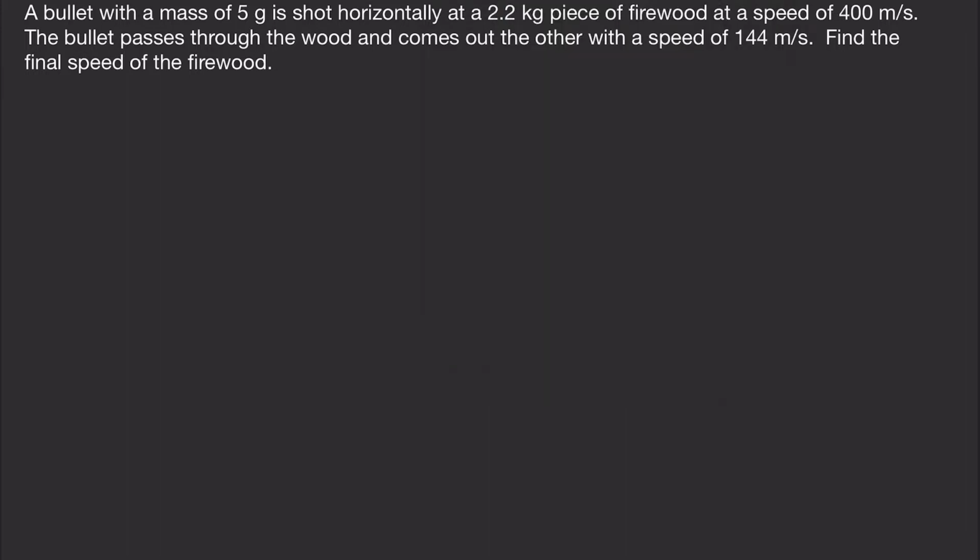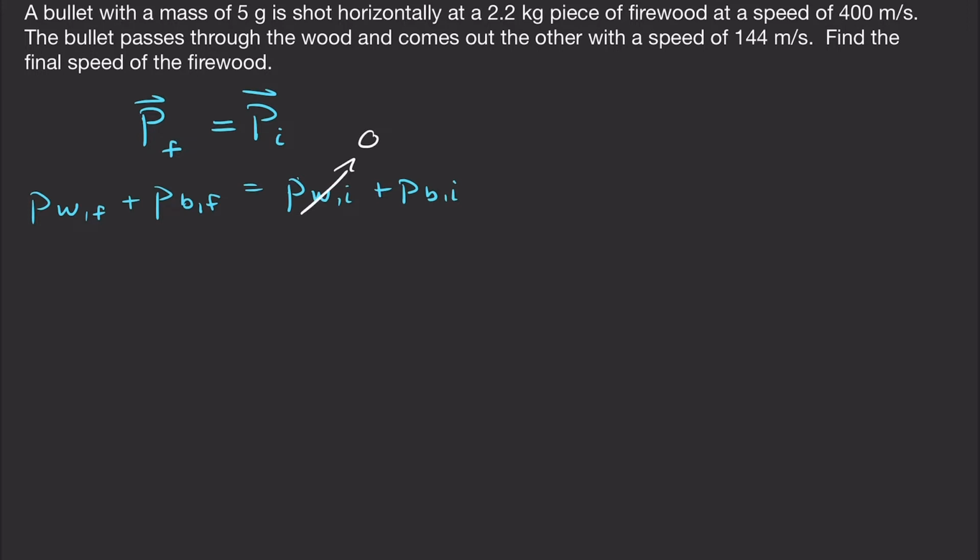So the bullet and the firewood together are going to be our system, and we know for a closed system the momentum is conserved, so the final momentum of the system is equal to the initial momentum of the system. So we're going to use conservation of momentum. So we have the momentum of the firewood plus the momentum of the bullet, and then on the initial side we also have the momentum of the firewood plus the momentum of the bullet initially. And initially the wood is not going to be moving.